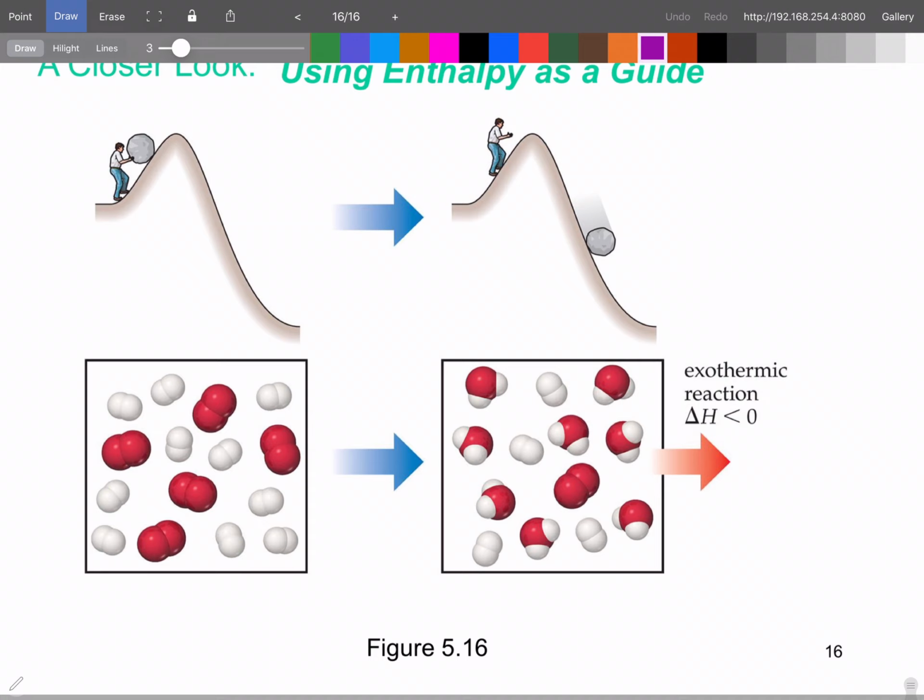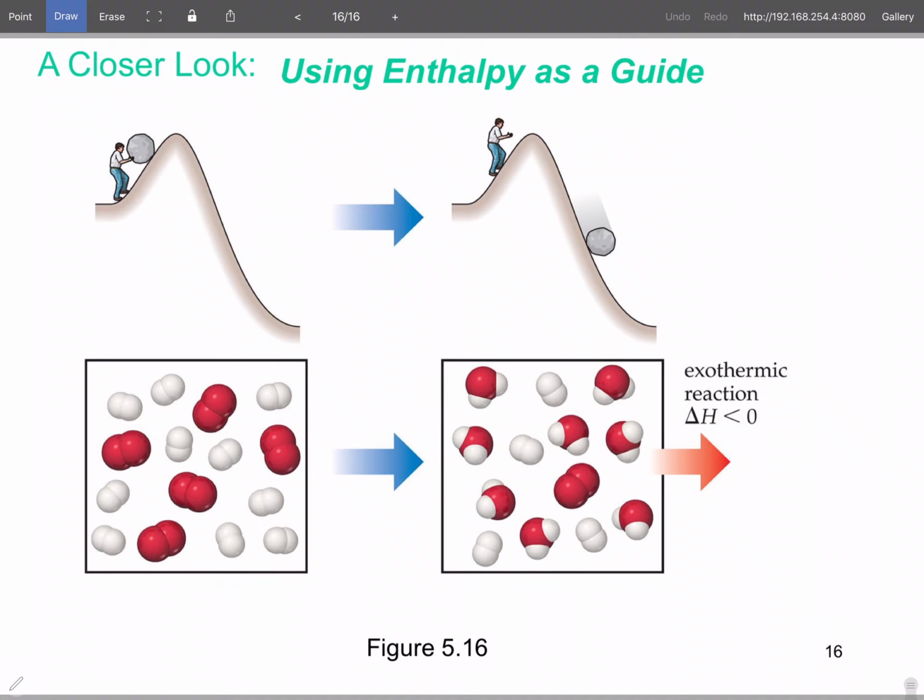Okay? Again, this brings us to a closer look, which allows us to look at enthalpy as a guide in a variety of things. Again, it's worth reading through and just to look at things. We will take it a step farther once we continue on with the next portion.